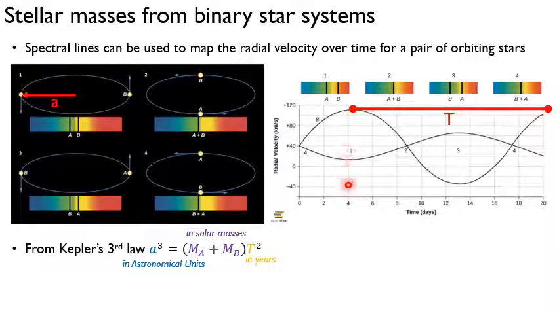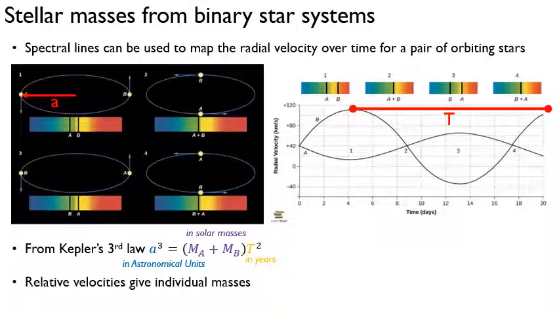So in this case, our period would be something like 17 days or so, right? Because you peak around 21 and you peak around 4, so something like 21 days is the period in this case. And so great, that gives us the sum of the masses.